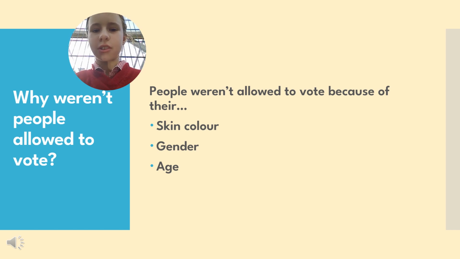Women in the 1900s were also not allowed to vote simply because of their gender, and they didn't think they were as smart as men. The age of people also stopped them from voting because people only let women over the age of 30 to vote.